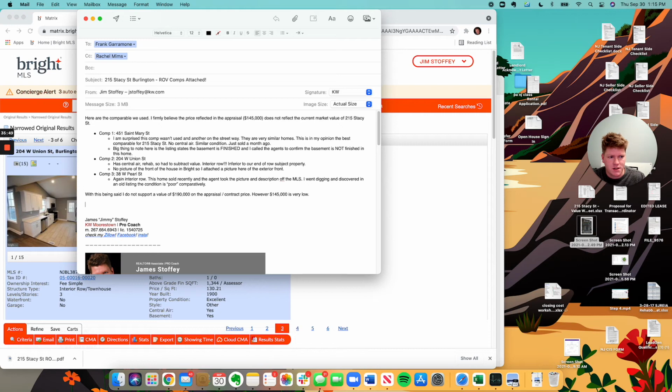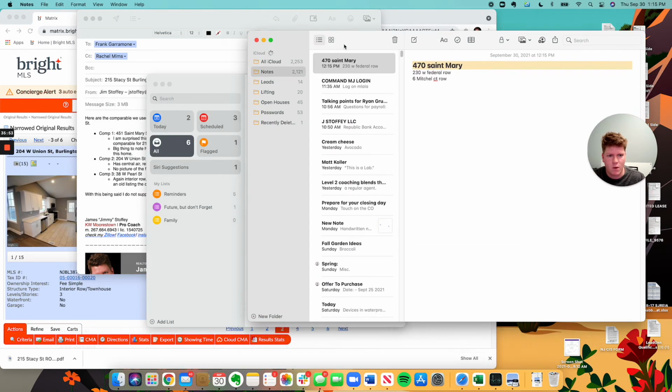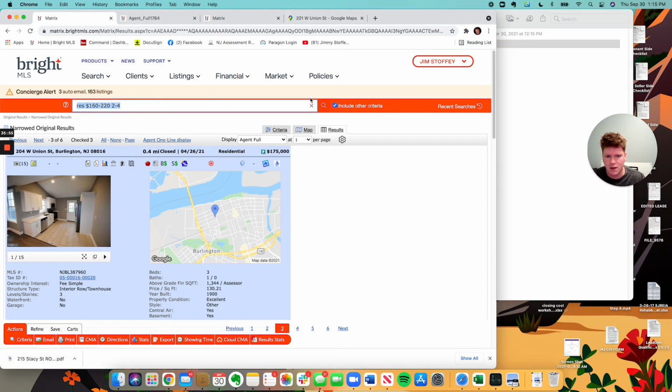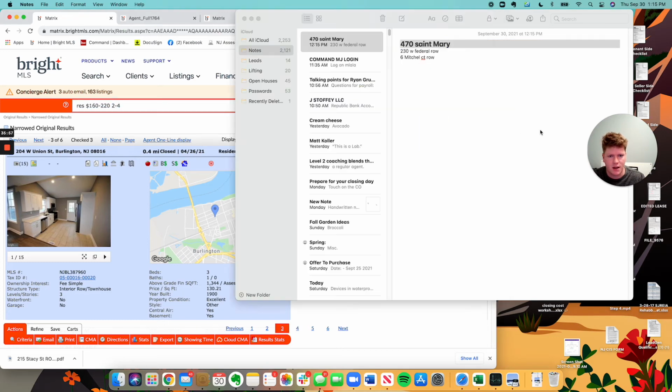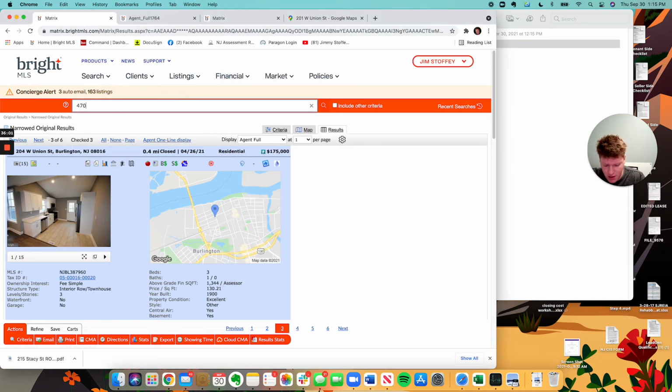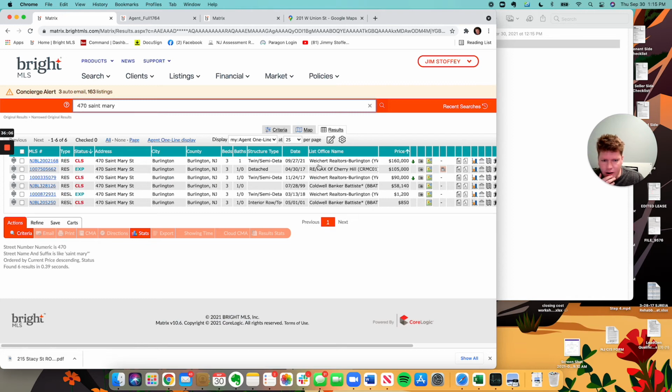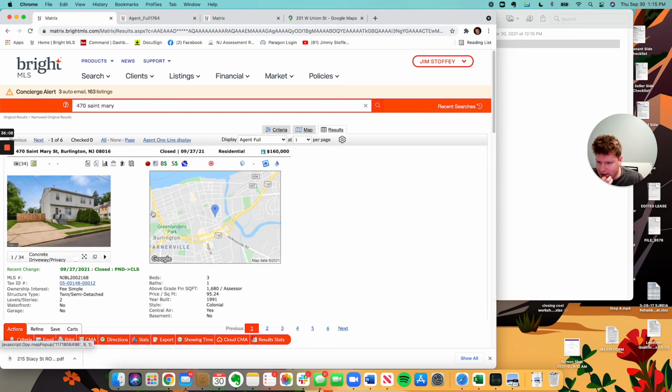So the other thing I'm going to say is, let me look at these real quick and see if we want to put any notes in to say why he shouldn't have used these comps. These are the comparables again that the appraiser used to value the property. So 470 St. Mary. All right, this is one that he used. So this sold for 160 and it's a twin.